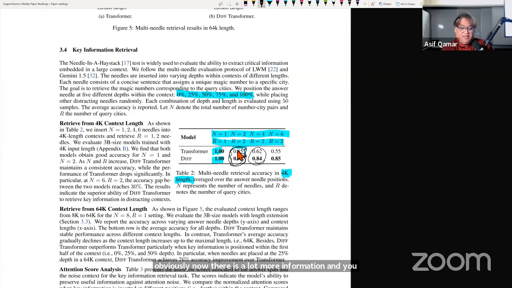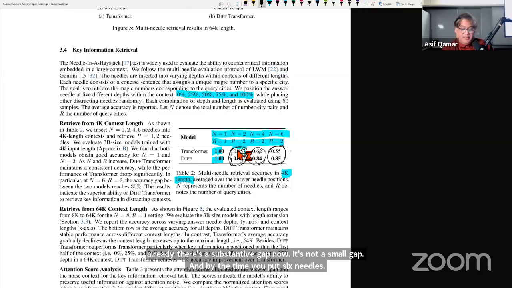You can see in this one that already there's a substantive gap now. It's not a small gap. And by the time you put 6 needles, you notice that there is almost a 30% gap in accuracy.